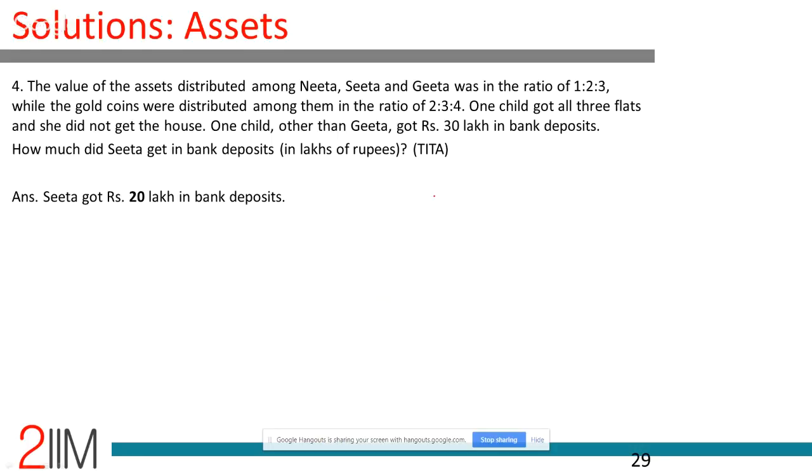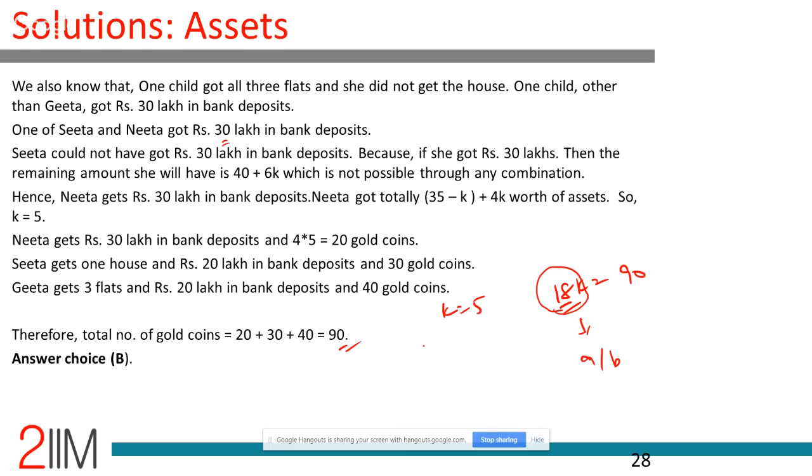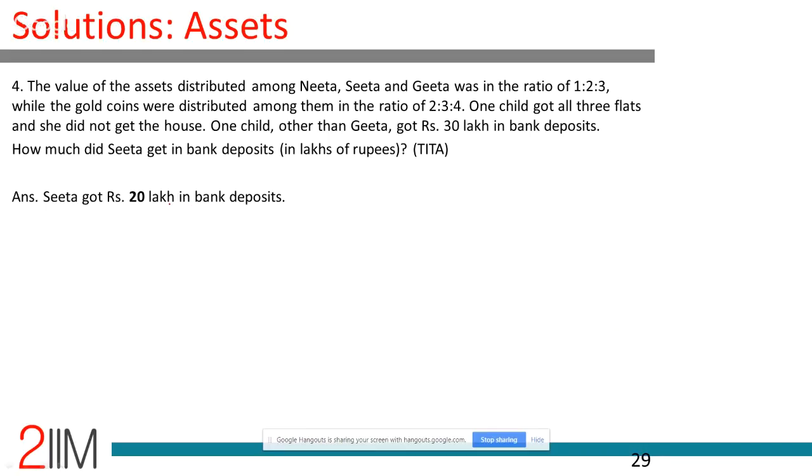We completed this. You've seen that Nita gets 30 lakhs and 4K in gold. Sita gets 70 lakhs and 6K in gold. Geeta gets 105 plus K, 110 plus 8K in gold. And so Nita gets 30 lakh bank deposit. Geeta should have got all three flats. Sita will get the house and 20 lakhs, so the amount Sita gets in bank deposits is 20 lakhs. And wonderful set.